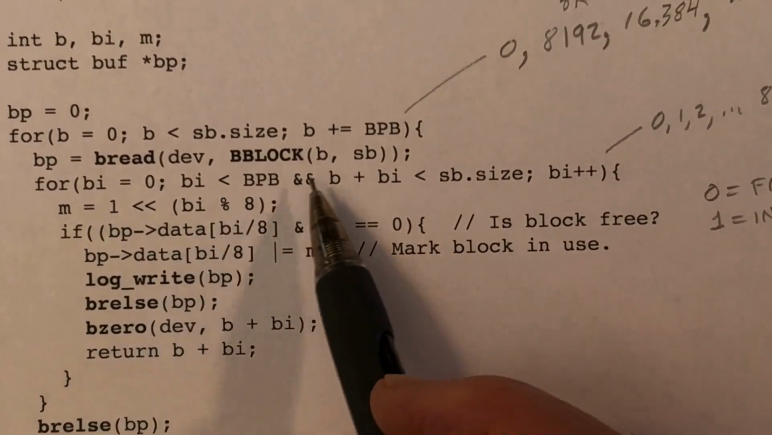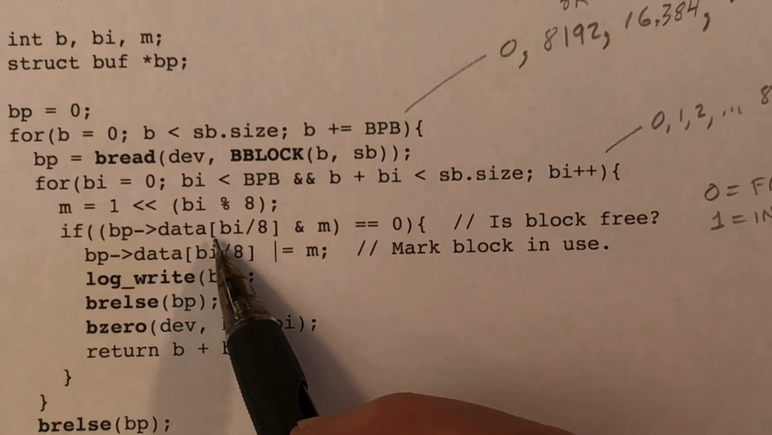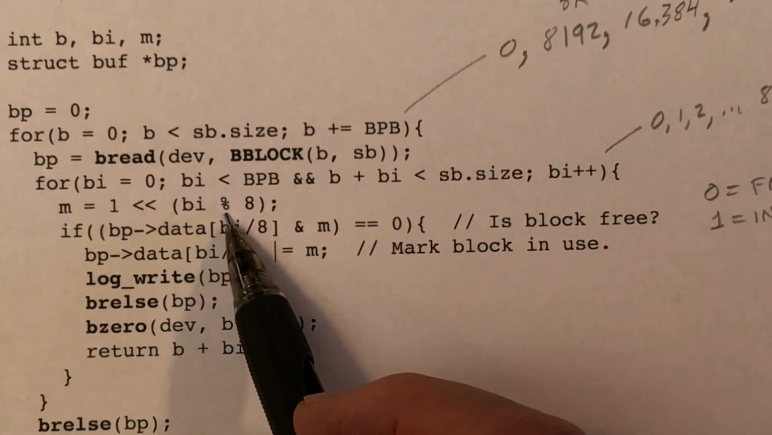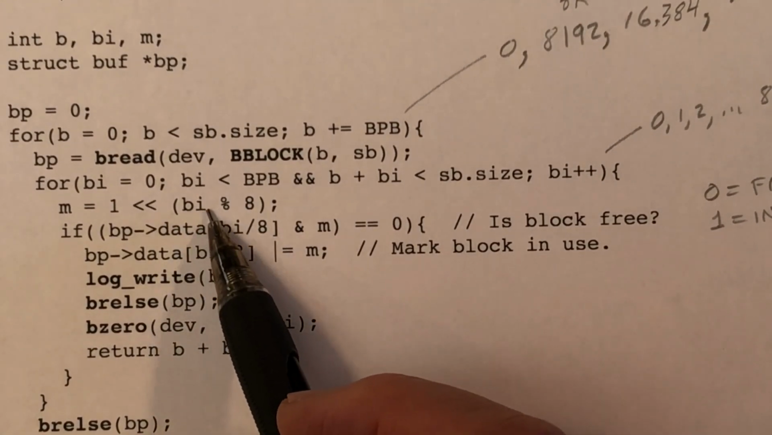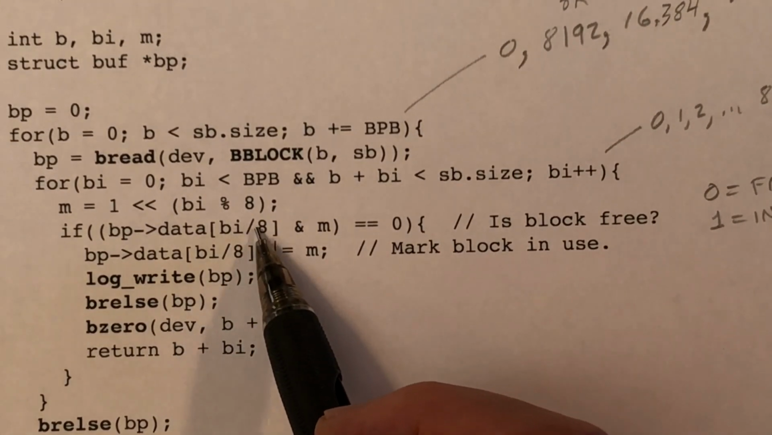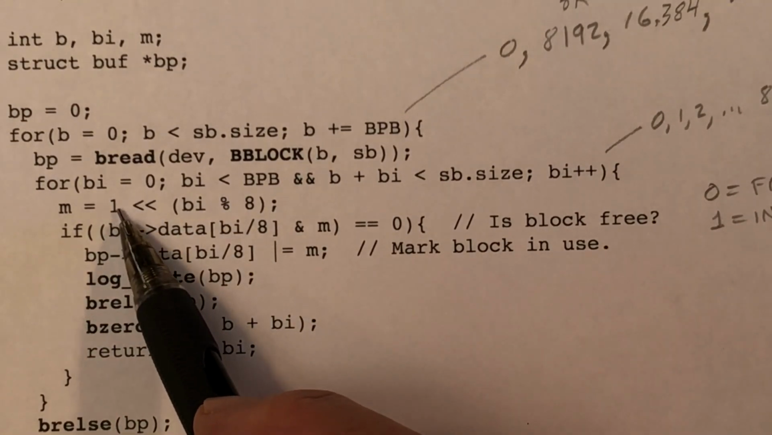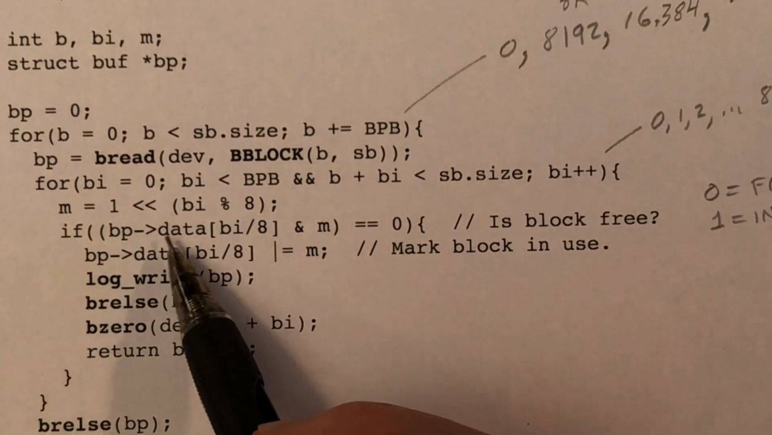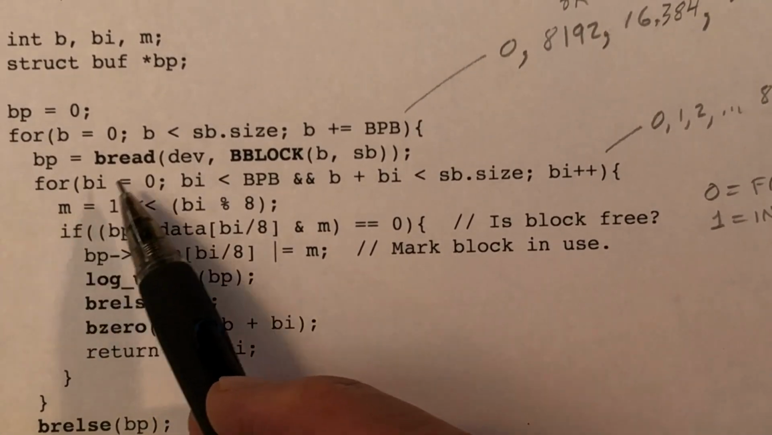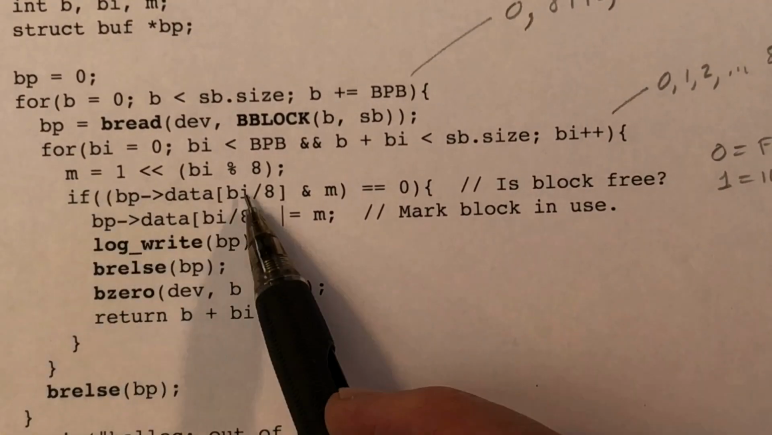Once we have a bit number within the block, that's bi, we need to figure out which bit within the byte. So we are using mod 8 to figure out which bit within the byte, and divide by 8 to figure out which byte within the block. So here we create a mask, all zeros except for one bit in the appropriate position. And that's our mask. It's a byte, although it's declared as a 32-bit value. We're only concerned about the 8 bits in it.